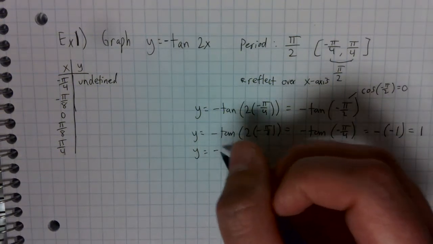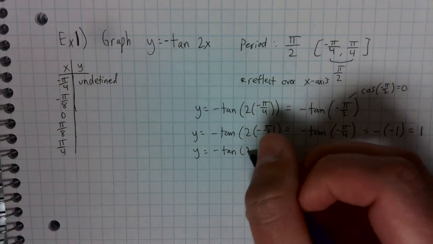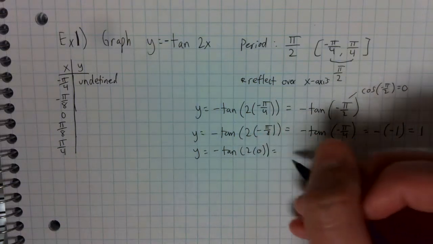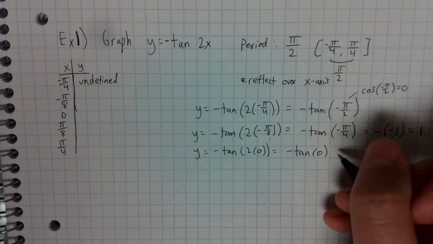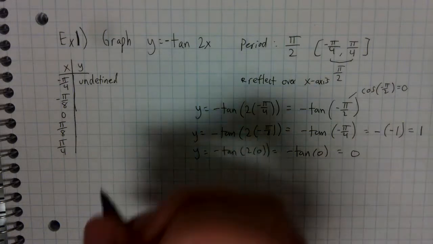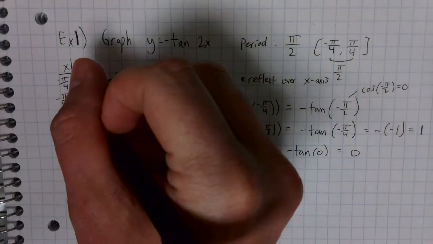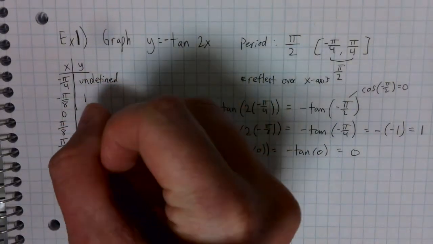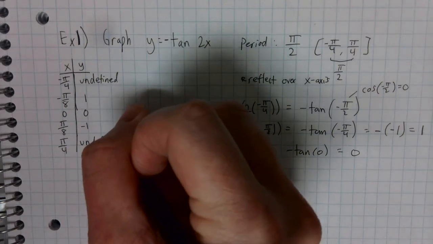And then if you did that again, negative tangent of 2 times 0 equals the negative tangent of 0. And the tangent at 0 is just 0. That's where sine is 0. And then we could do the same thing for those last two values, but we should get 1, 0, negative 1, and then undefined again.